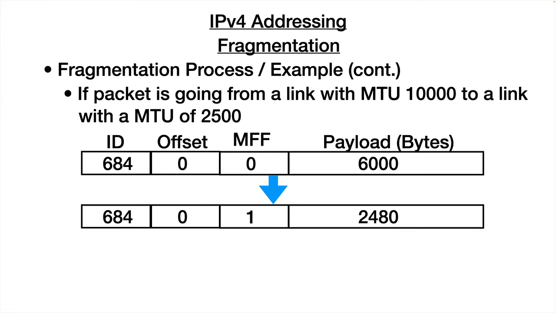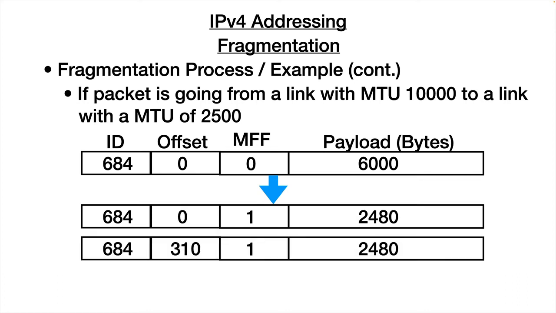What happens is we fragment this into 2,480 bytes in the payload. The reason it's 2,480 instead of the 2,500 that it says up at the top is because the header is 20 bytes, so we have to take the header out. And then the offset is the payload bytes divided by 8, which for the first packet is going to be 0.